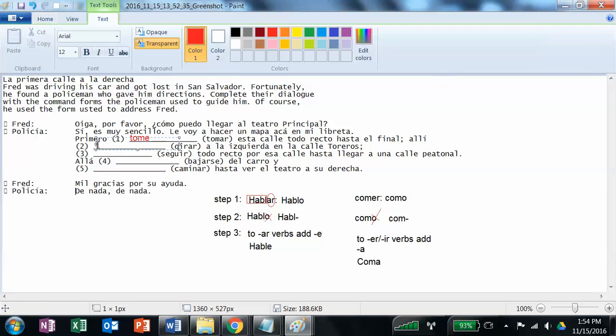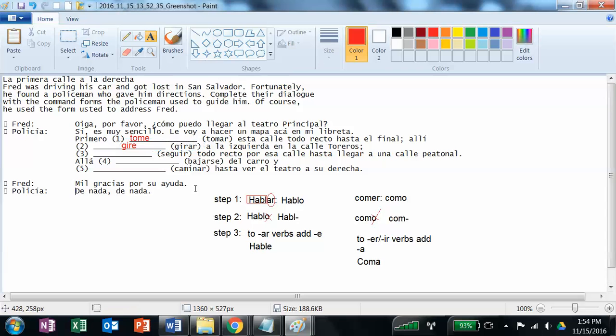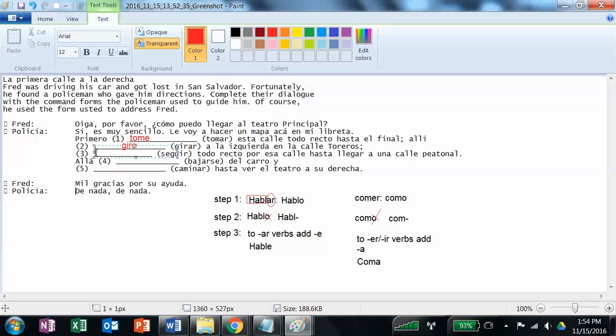Allí, girar. Girar would be giro. I'm going to get rid of the o. It's still an AR verb, so I add an e. Gire. Gire a la izquierda, like turn to the left, en la calle Toreros. Seguir, this is where it gets complicated because you have to conjugate it. Seguir is a stem changer, so it would be sigo, which is the yo form.